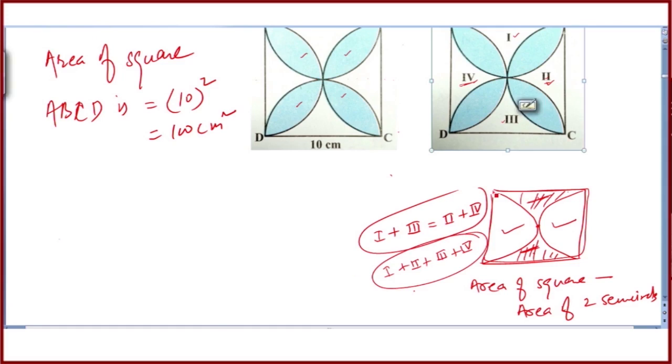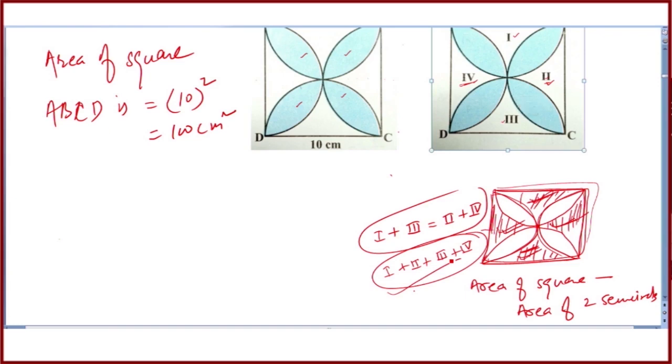I hope you have understood that this is a square, these two are semicircles. If I subtract these two semicircles' area from the area of this square, I will get these two areas. Okay. In the same manner, these two are another semicircles. If I subtract these, I will get this area.